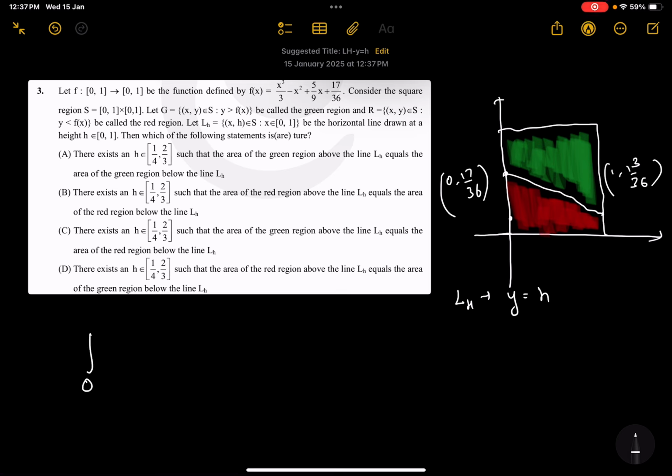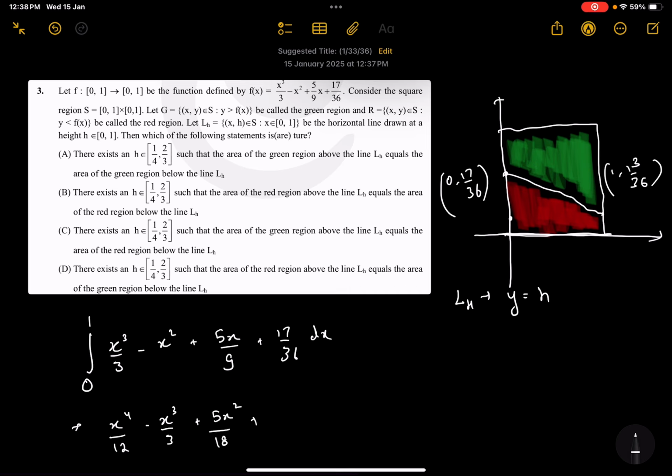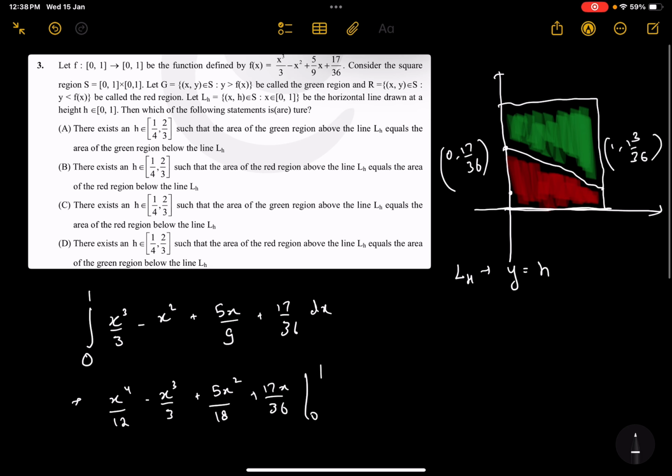Area of the red region becomes integral 0 to 1 of f(x) minus the line y equals 0. So y equals f(x) minus y equals 0, that becomes x cubed by 3 minus x square plus 5x by 9 plus 17 by 36 dx. This is x to the power of 4 by 12 minus x cubed by 3 plus 5x square by 18 plus 17x by 36. So this becomes 0 at 0. At 1 this becomes 1 by 12 plus 5 by 18 plus 17 by 36.